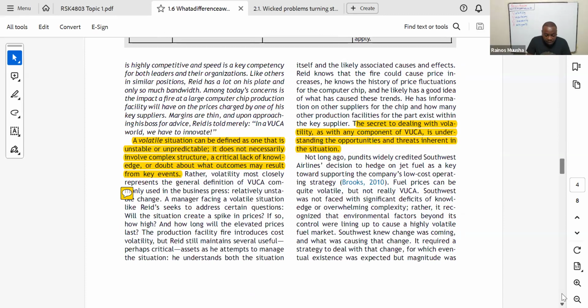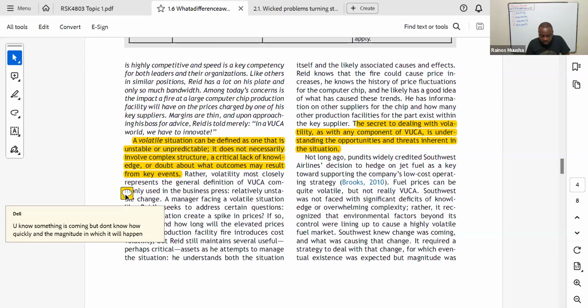Here they say, a volatile situation can be defined as one that is unstable or unpredictable. It does not necessarily involve complex structure, a critical lack of knowledge, or doubt about what outcomes may result from key events. So that's when we say we have a situation that is deemed to be volatile. Which means we're basically saying you know something is coming, but you don't know how quickly and the magnitude in which it will happen.